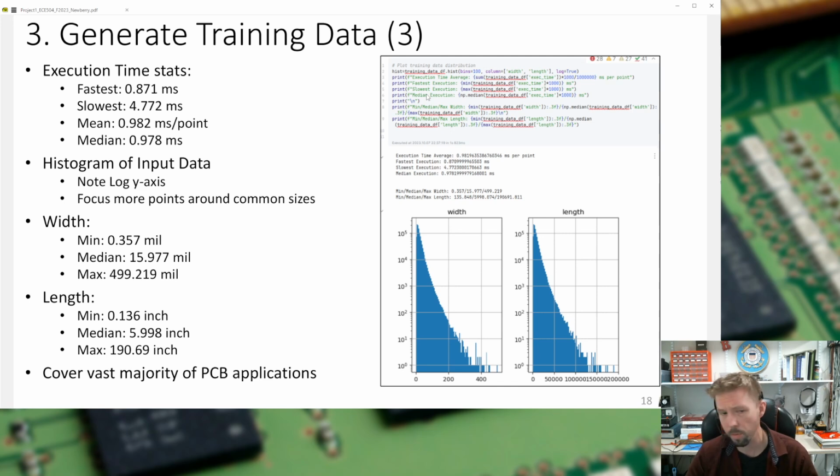That's not going to be able to be manufactured on standard feature sizes for printed circuit boards. And the max width is 500 mil. That's way beyond what you're going to be using for a regular transmission line for RF or digital design. In terms of length, we go from 0.136 inch, that's 136 mil, which is pretty small, up to 190 inches, which is very, very large. So this should cover the vast majority of PCB applications.